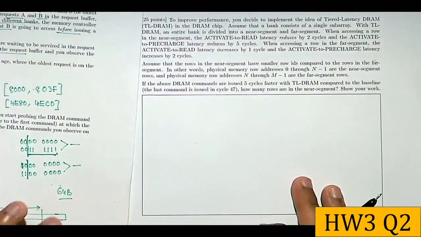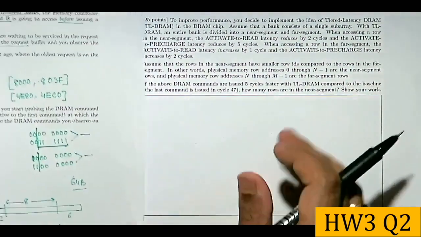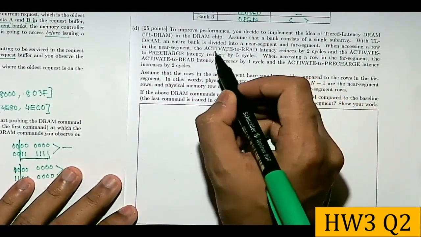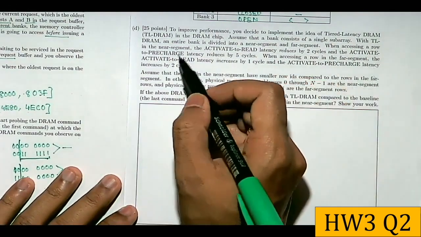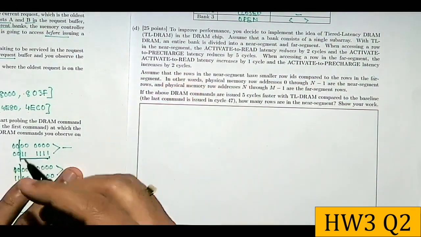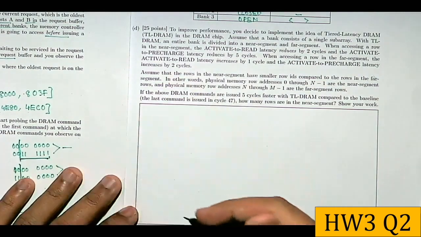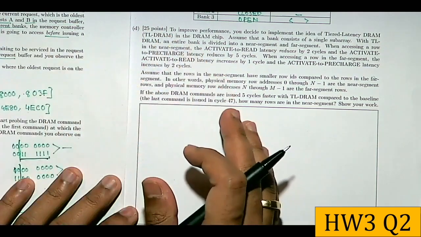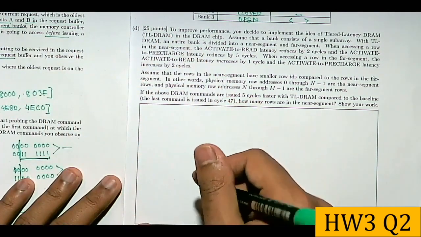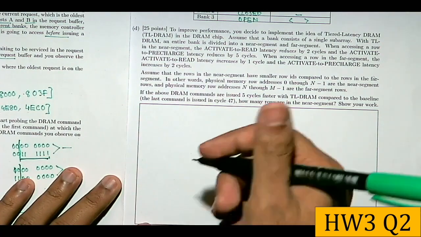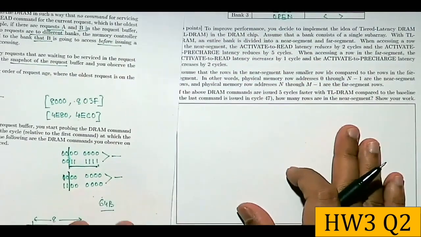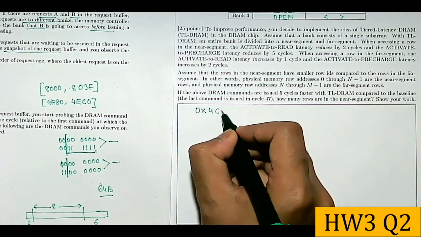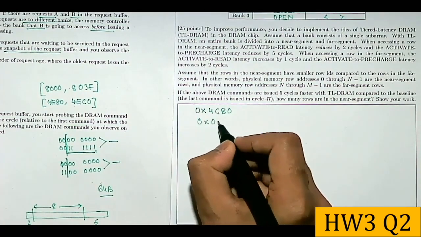Okay, so let's say how to approach this problem in the beginning. So you have the activate to read latency and the activate to pre-charge latency. So it has something to do with the activate commands and how far the read and the pre-charge commands are from the activate. So let's target the activate first, and let's see which rows and which bank it's actually using. Okay, so I'm going to write this again for this thing.